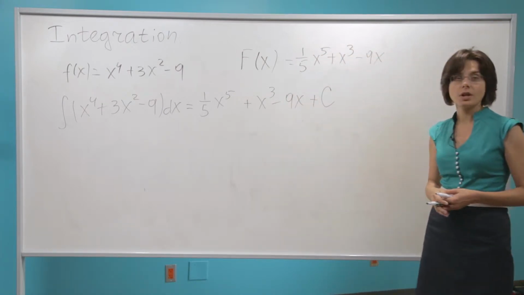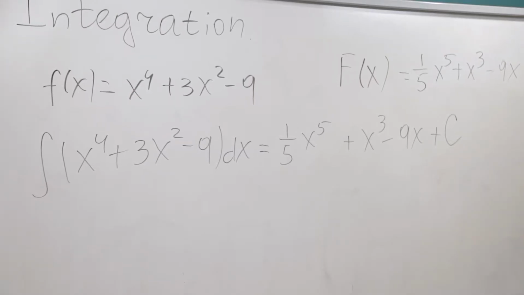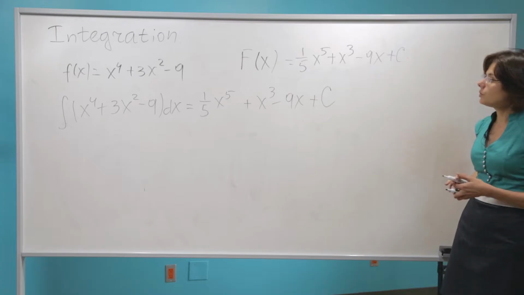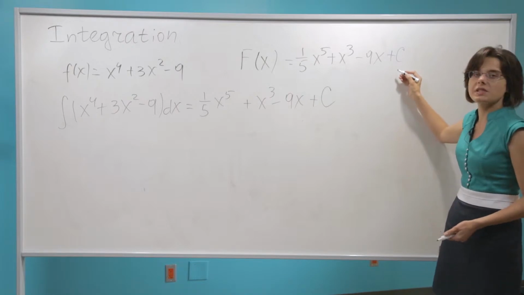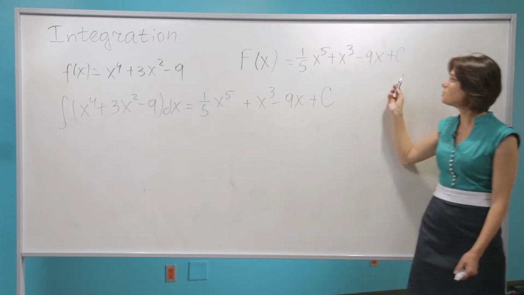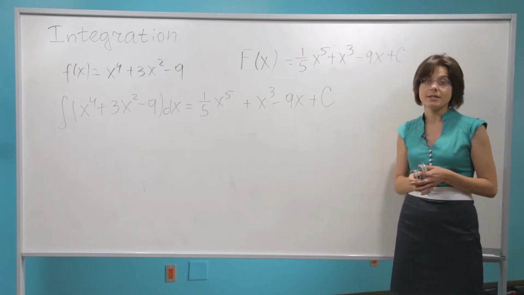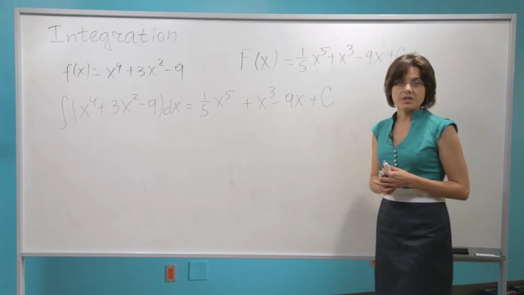Why do we need this constant c here? Well, if you think about function capital F of x as this function, and if you add some constant c to it, look, the derivative of this new function will give me exactly the same result, x to the 4 plus 3x squared minus 9, just because the derivative of a constant is equal to 0. This is called the general antiderivative or general integral. Let us do some examples.